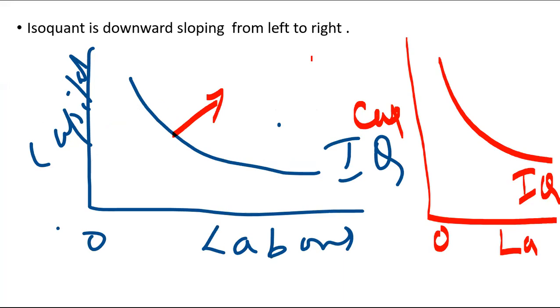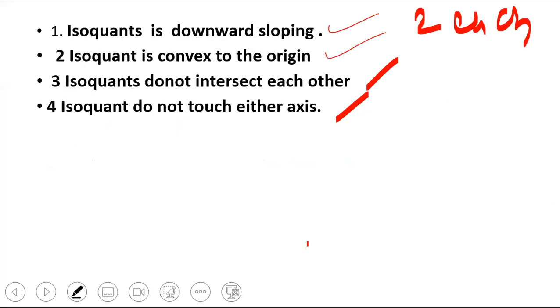Okay, thank you, children. So we will start from the beginning. Properties of isoquant. Isoquant is downward sloping. Isoquant is convex to the origin. Isoquants do not intersect each other. Isoquants do not touch the axis. Take down. It's a compulsory question, children. After that, you write the first one: isoquant is downward sloping.